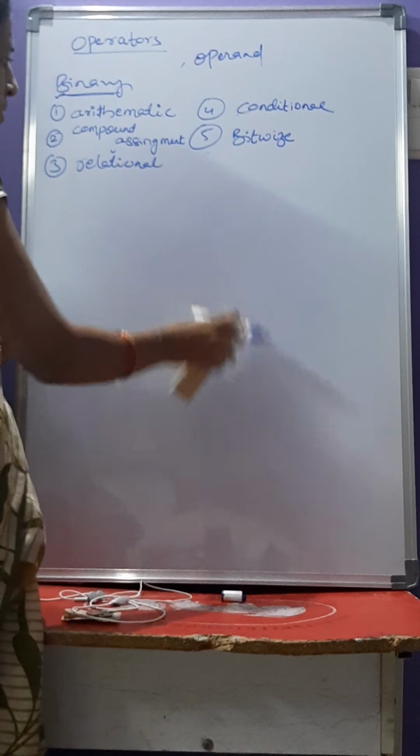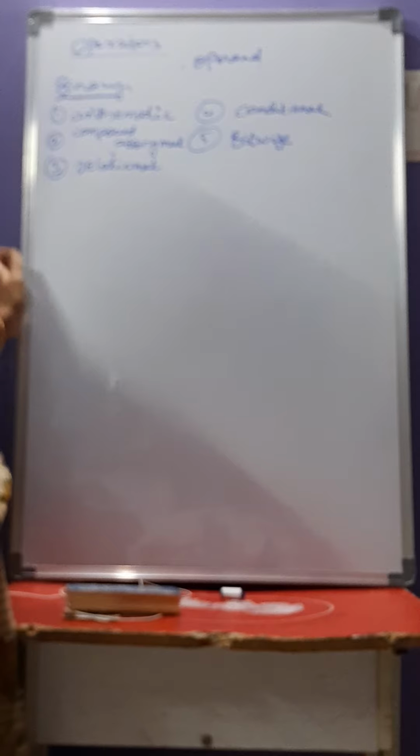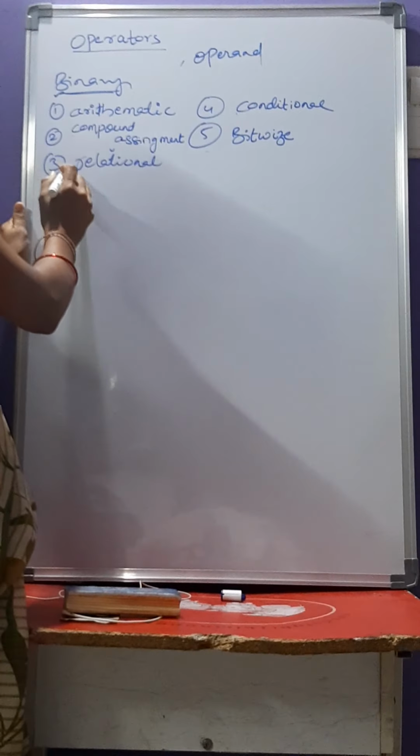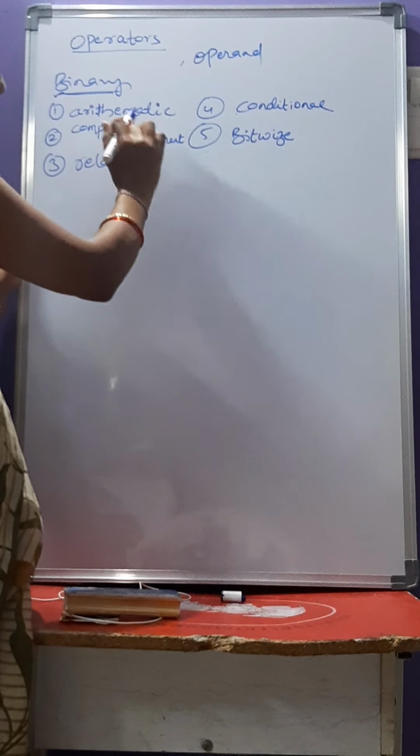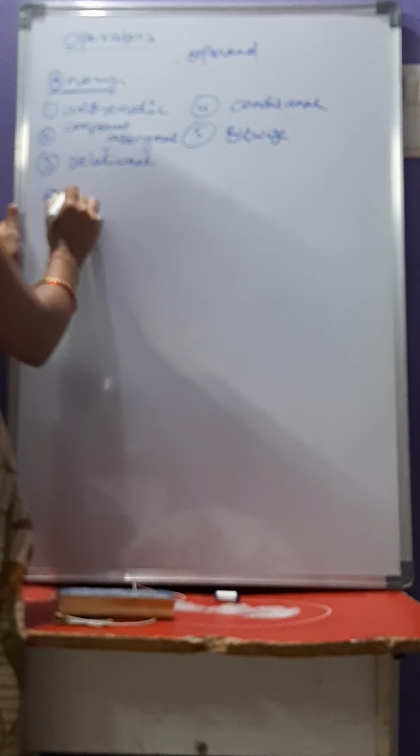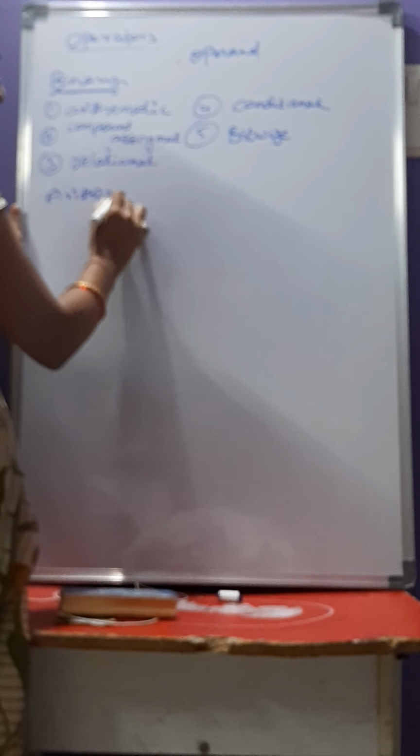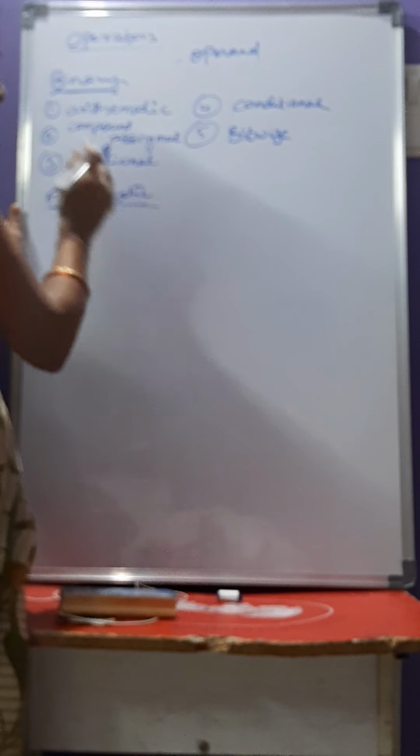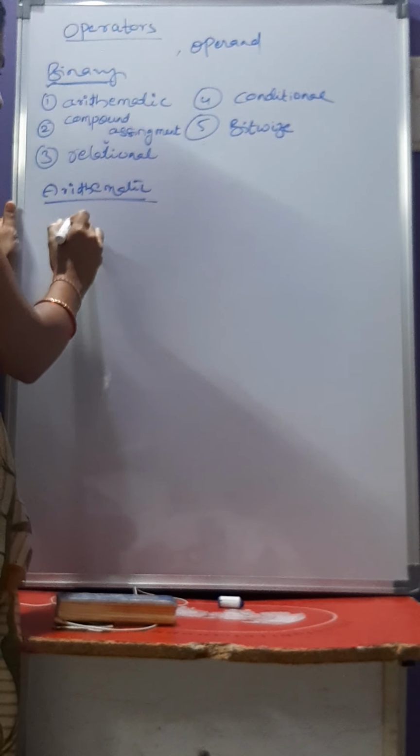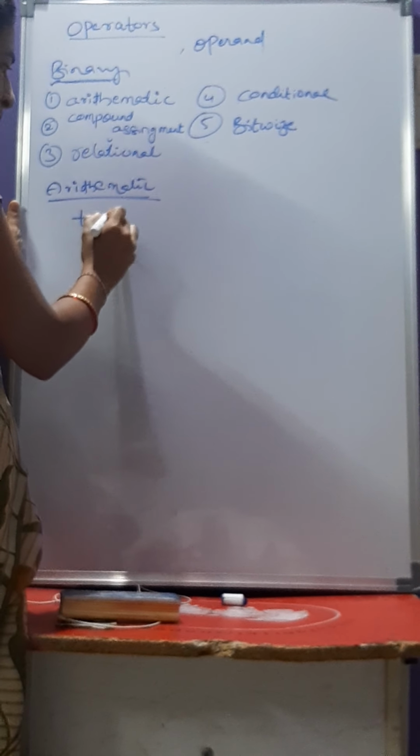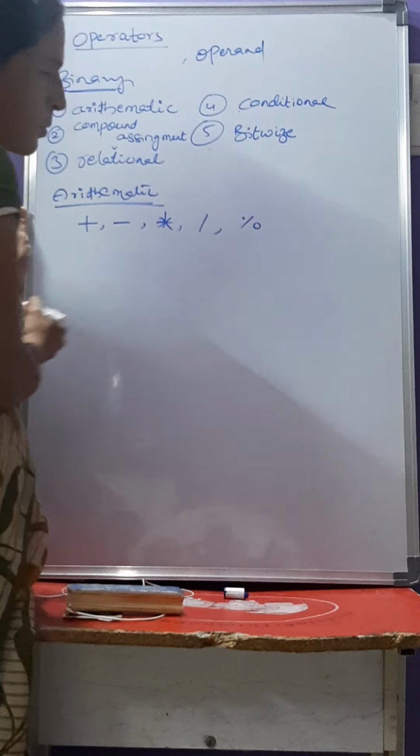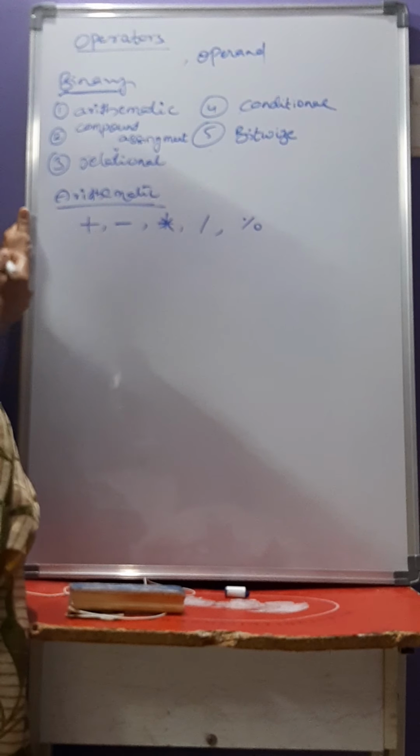Here I have listed the binary operators. These are the binary operators: arithmetic operators, compound assignment operators, relational operators, conditional operators, and bitwise operators. First we can discuss the arithmetic operators. Arithmetic operators cover all arithmetic operations, that means addition, subtraction, multiplication, division, and modulo.